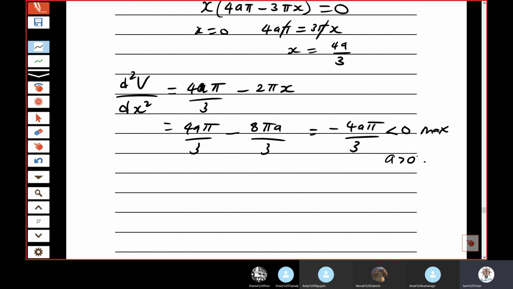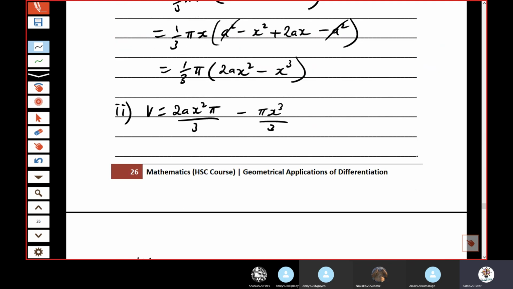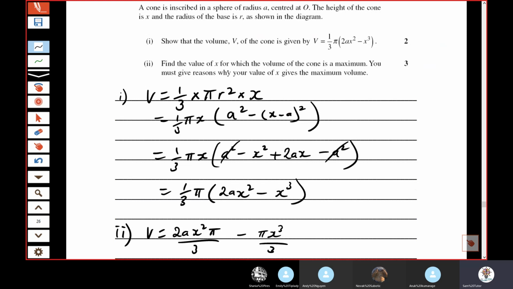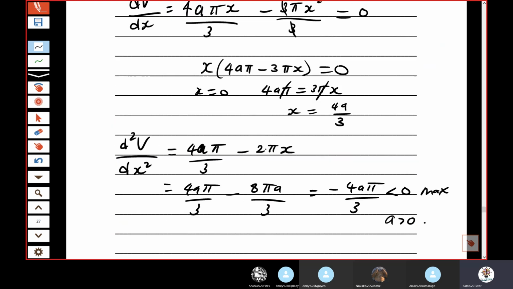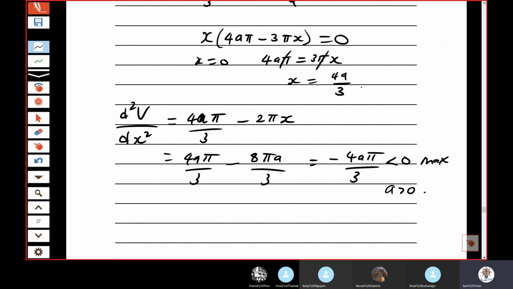Stop, go back, reread the question. Did I answer it? If so, you're done. Find x, you must give reasons. Done. Find x, and I did find x. It doesn't say to find the volume. Finished.